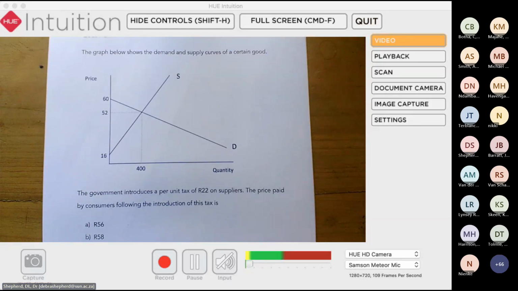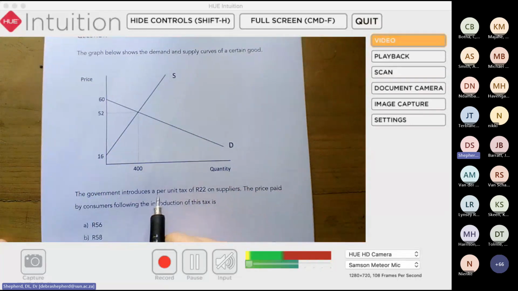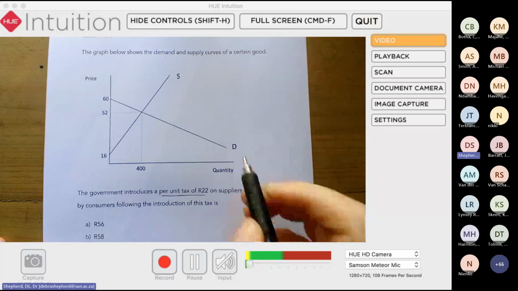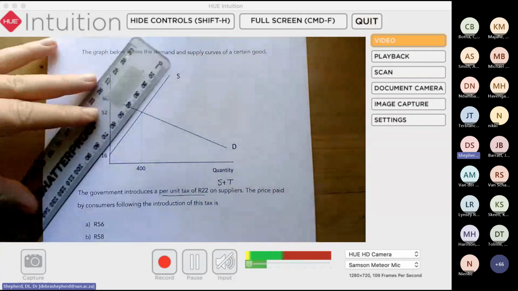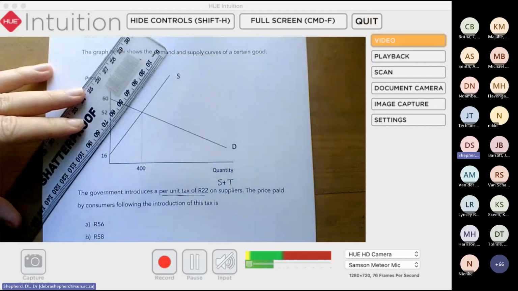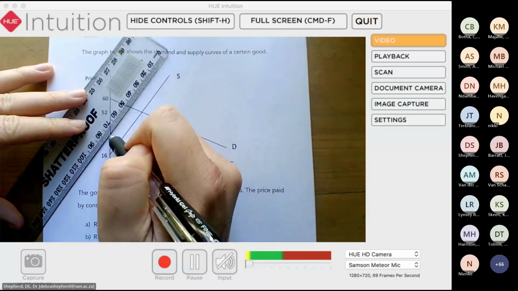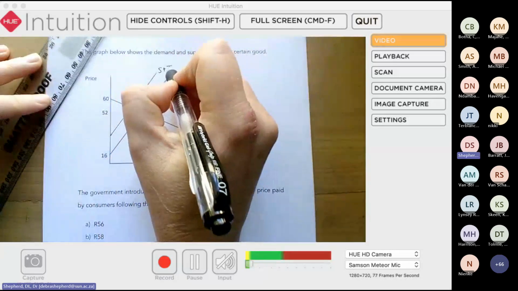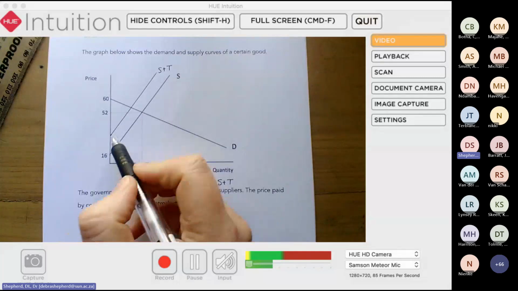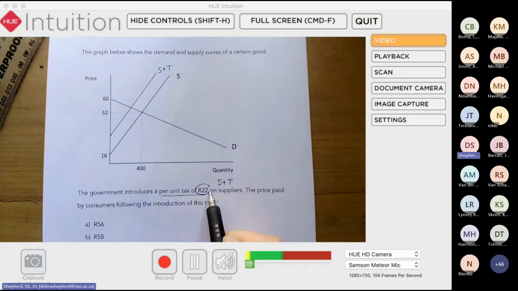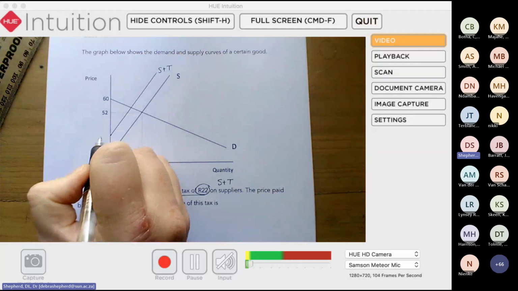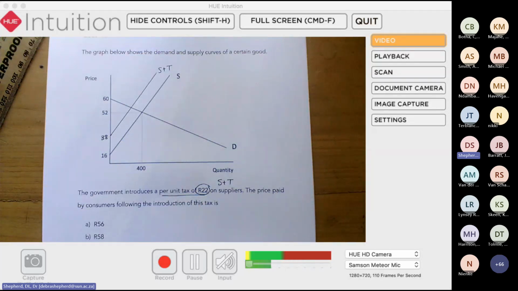Okay. So this is the supply curve without the tax. What I know is that if it's a per unit tax of 22 Rand, it means that the supply plus tax curve is going to be the supply curve, but vertically shifted up by the amount of the tax. So I'm just going to roughly estimate where that would be. So the supply plus tax curve is going to be parallel to the supply curve, but the intercept is going to be 22 higher than 16. So this is going to be 38.